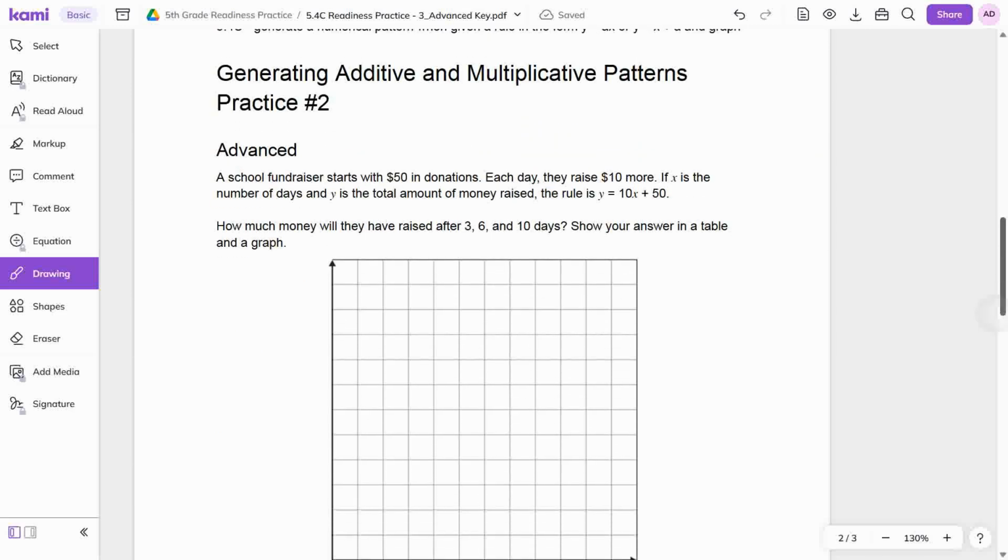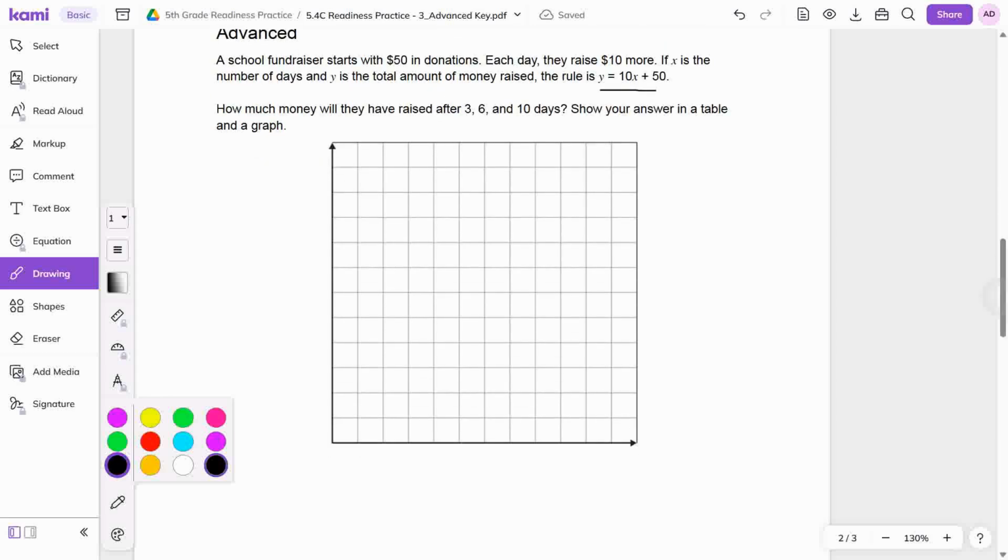All right, so we've got number 2, a school fundraiser. Starts with $50 and they do $10 more each day. And so here's our rule, y equals 10x plus 50. How much money will they raise after 3, 6, and 10 days? We need a table and a graph. So let's put our days right here. It's going to be our x.